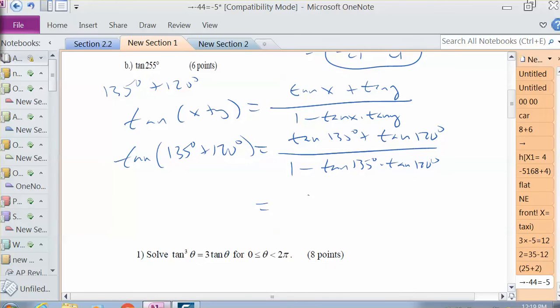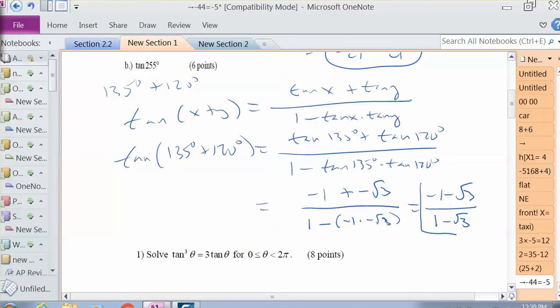Tan 135 should be negative 1. Tan 120, I believe, is 1 over root 3, or root 3. It's actually a negative value. Oh, wait one sec. I lied. It's negative root 3. My bad. And then 1 minus parentheses negative 1 times negative root 3. So it's negative 1 minus root 3 over 1 minus root 3, because the two negatives make it a positive, but then you have a subtraction there.